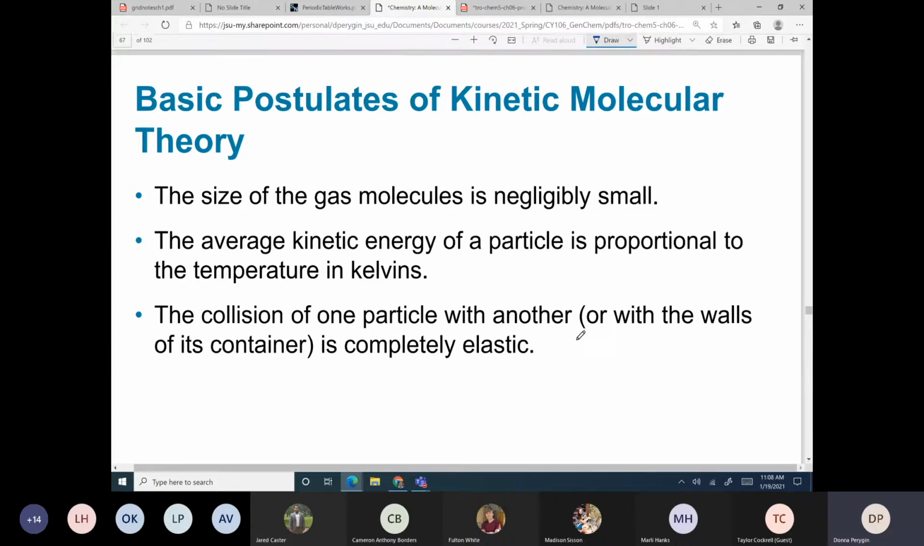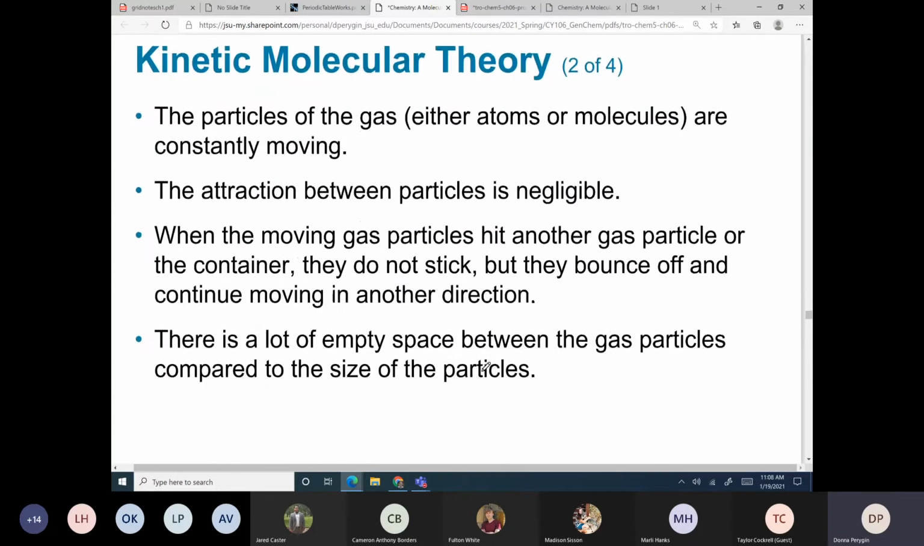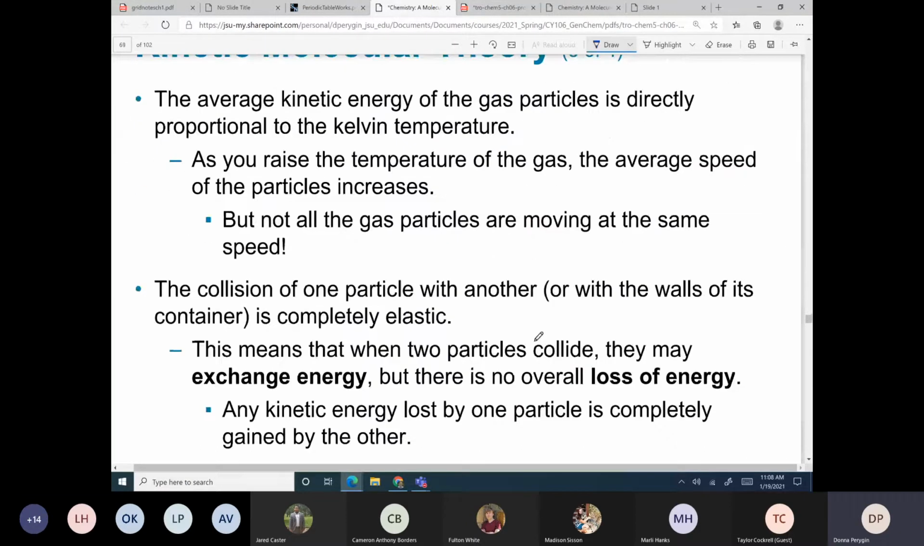And the collision of a particle with another is completely elastic, so they're not losing energy. When the moving gas particles hit another particle or the container, they don't stick to each other but bounce off and continue in another direction. And we also assume that there is a lot of space between these gas particles.